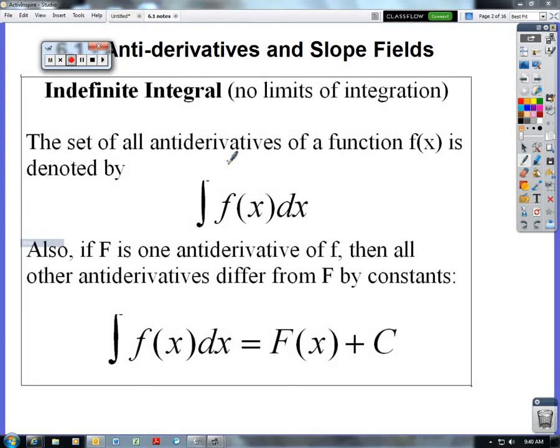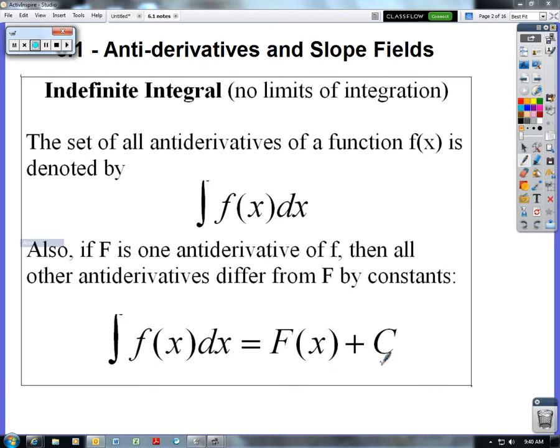So this is AP Calc section 6.1. It's on antiderivatives and slope fields. So first we'll start with the indefinite integral, which is written like so here. The indefinite integral has no limits, so this is just blank. And the solution would be the antiderivative, big F, plus c.